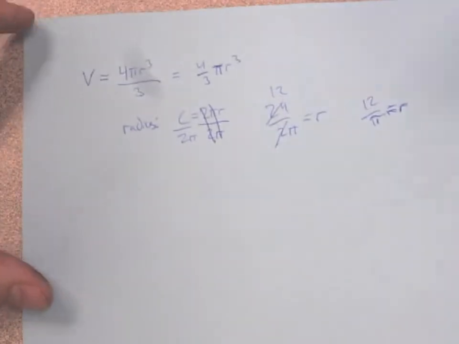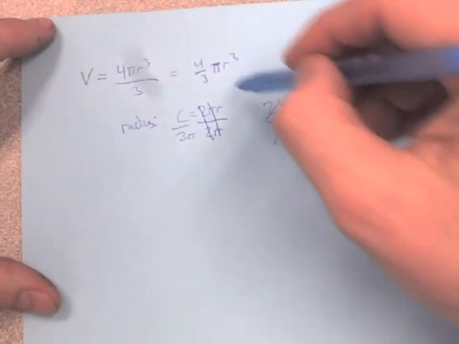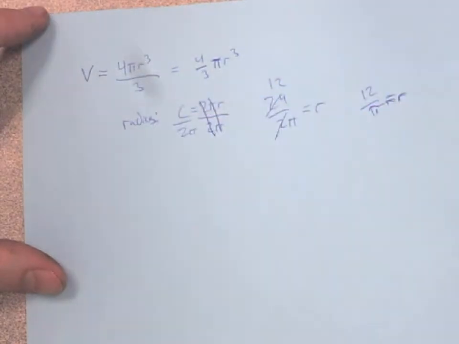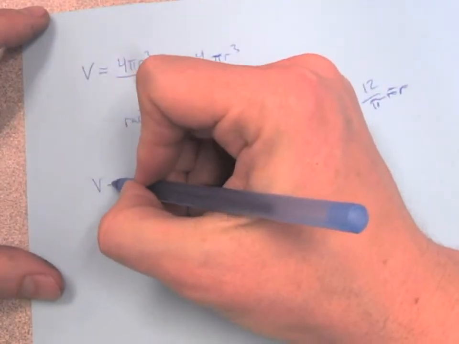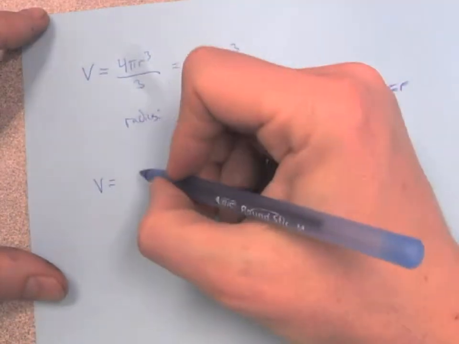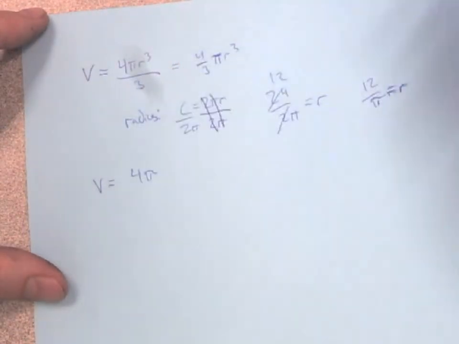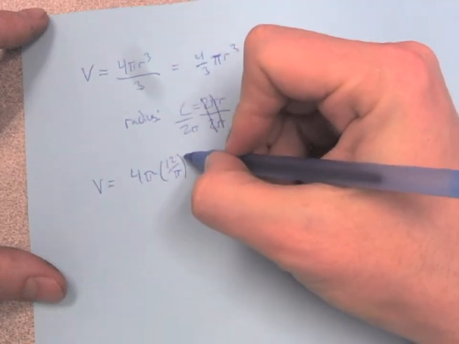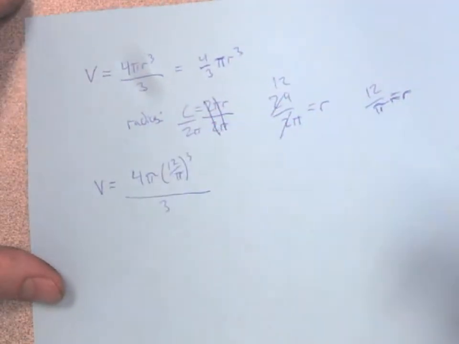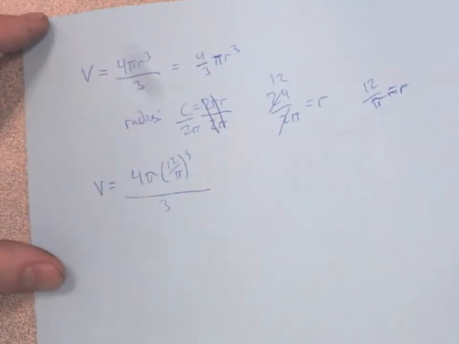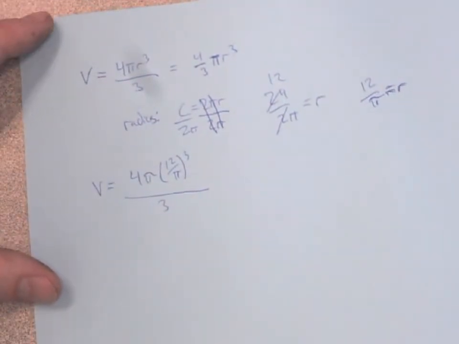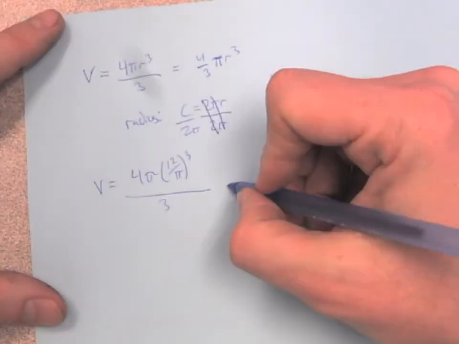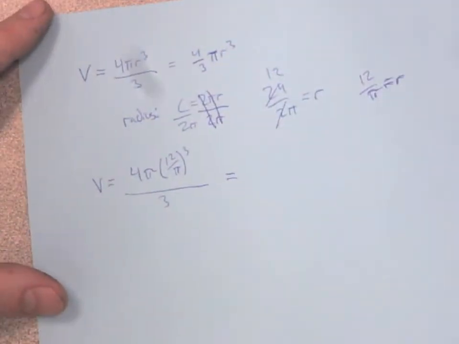So there's a problem within a problem here. There's a radius problem within a volume problem. I have to solve for radius before I can find volume. Now that I have radius, I'm going to plug that into my equation here. So 4 times pi times 12 over pi to the third, my radius to the third, over 3. That's kind of weird, but let's see if we can simplify. Now, you might go to your calculator at this point, and that will get you the answer. But if we want to practice some of our algebra skills, this will be good practice.